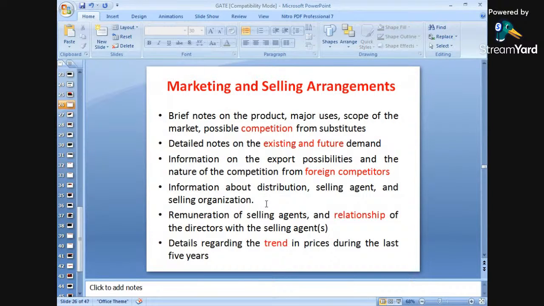Details regarding the trends in prices during the last 5 years. So, what are the trends nowadays which have to be considered while constructing? Okay? So, this will also be considered while carrying out the DPR.